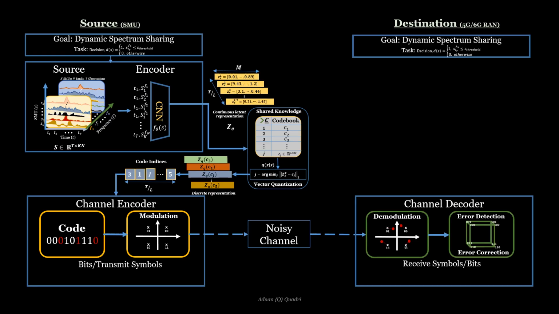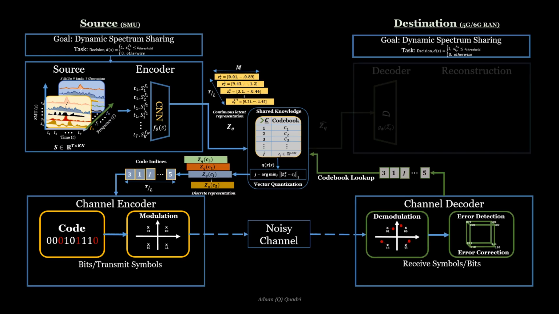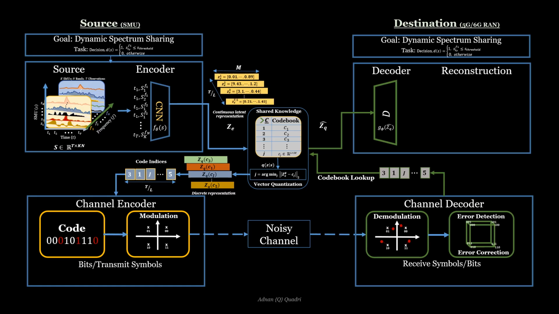At the receiver, the channel input is first demodulated and the sequence of code indices are recovered. The receiver then goes through the dequantization process by looking up the codebook with the sequence of code indices and regenerates a discrete latent space representation of the semantic features, that is z hat sub q, which is then fed as input to the semantic decoder. The semantic decoder generates the reconstructed spectrum utilization data S hat.